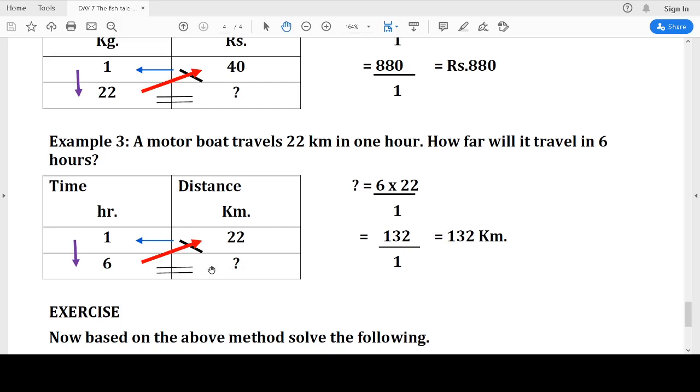This is a kind of C to Z path. Always remember. Question mark is equal to 6 into 22 divided by 1. So 6 into 22 makes 132. Any number divided by 1 is the number itself. So the answer is 132 kilometers. The boat travels 132 kilometers in 6 hours.